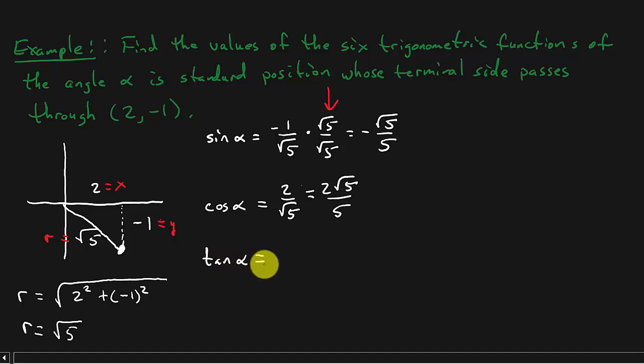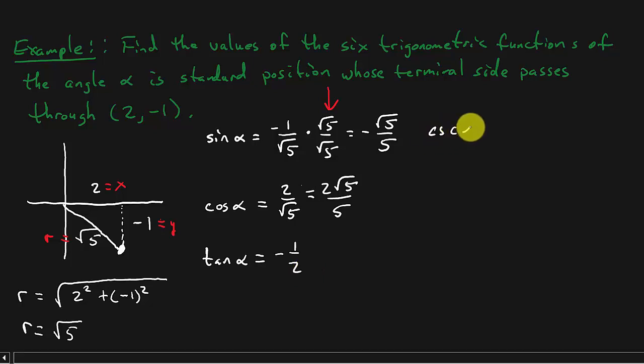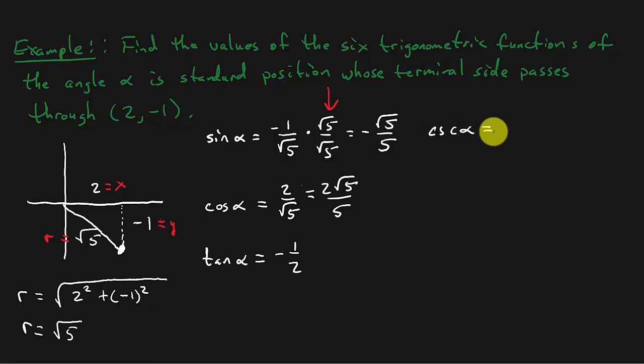That's what? That's y over x. So y over x, that's -1 over 2. All right, so I've found sine, cosine, and tangent. Now I need to find cosecant. Okay, so cosecant is the reciprocal of sine.